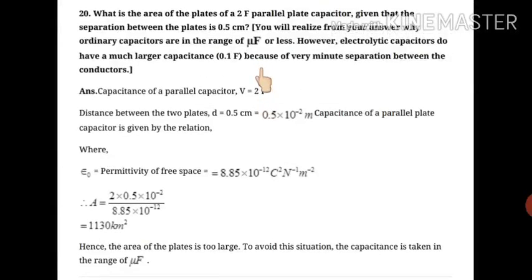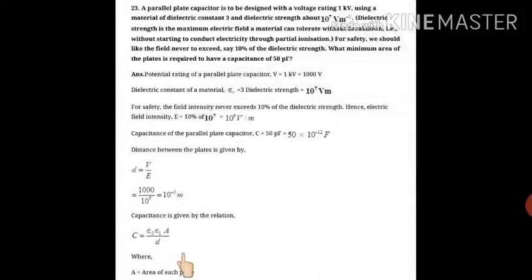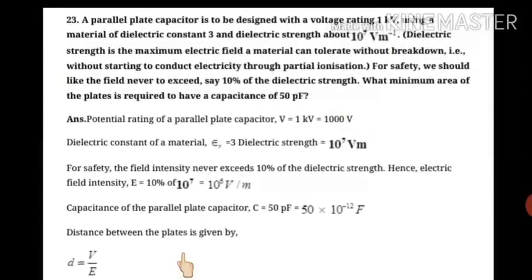The reason is this: in this question, the value of capacitance is given as 2 farad, and farad is the bigger unit. So how much answer are we getting? 1130 kilometers square, which is too large. So the area of the plate is too large. To avoid this type of situation, capacitance is always taken in the range of microfarad. So I think this is clear to everyone. Next question we have.